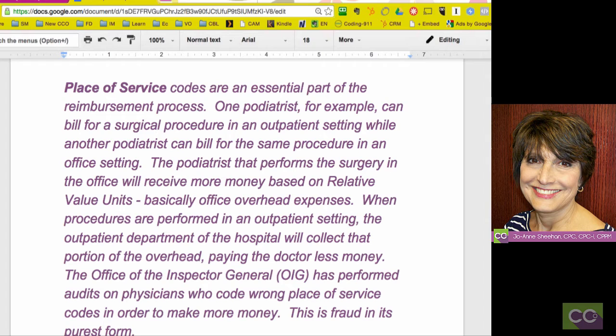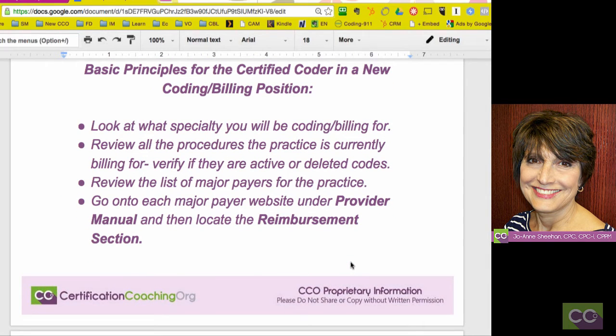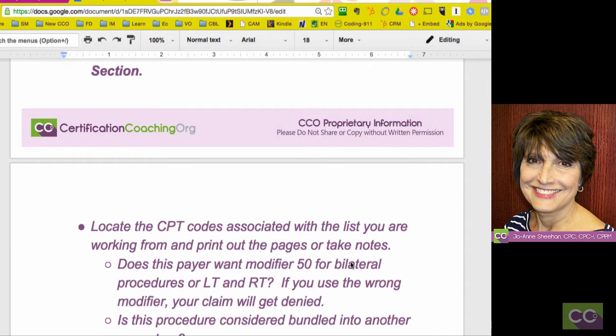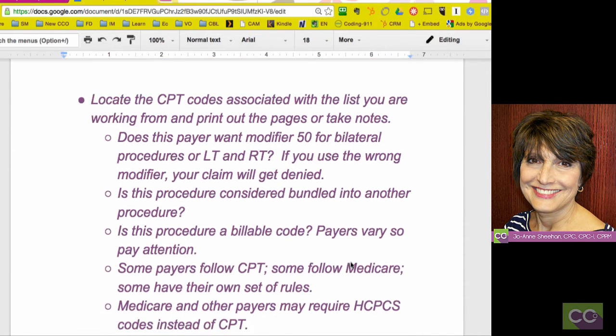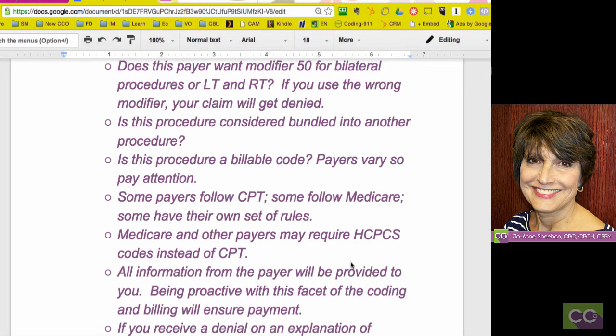Also remember that Medicare and some other payers may require HCPCS codes instead of CPT. For example, if you have an administration of a vaccine, 90471, and that goes to United Healthcare for a flu shot, Medicare requires G0008. G0008, right, for the administration of a flu shot. They both mean the same thing, but it can affect your reimbursement. And with all the information from the payer that's provided to you, you want to be proactive with this information so that you can ensure payment.